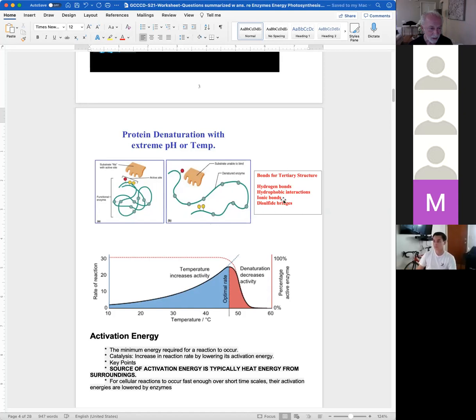And I've made a little list here to remind you that what's holding this tertiary structure together are these various different types of bonds: hydrogen bonds, hydrophobic, ionic, disulfide. Some are stronger than others, but once you start to break these bonds that hold the tertiary structure together, the substrate will no longer fit. And so a denatured enzyme has no catalytic activity.